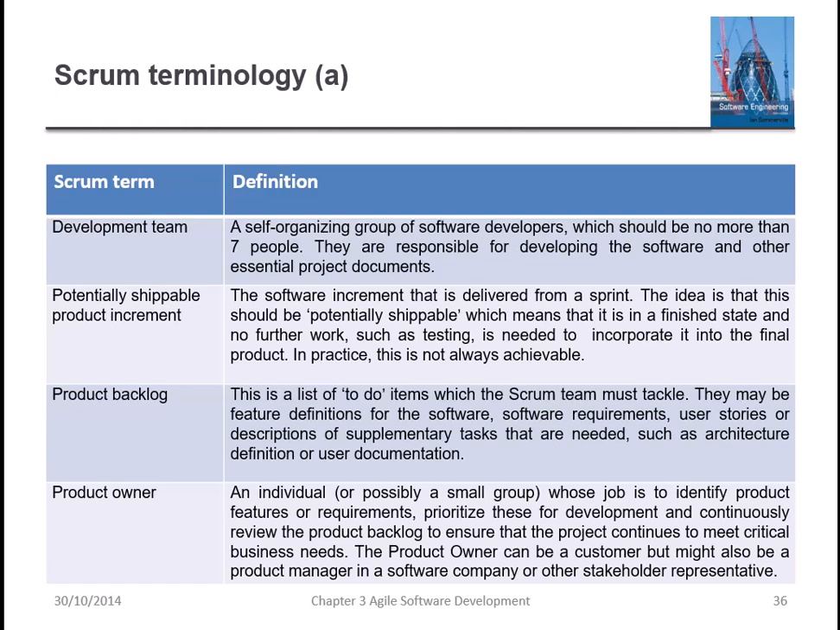Then comes the product owner. Who is a product owner? An individual whose job is to identify product features or requirements, prioritize these for development, and continuously review the product backlog to ensure that the product continues to meet the critical business needs, or we can say the business requirements or business goals. Remember one thing, the word prioritize is used. Different techniques are available that use different criteria to prioritize your user requirements, based on need, cost, time, etc.